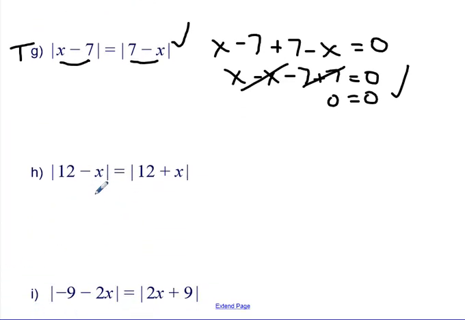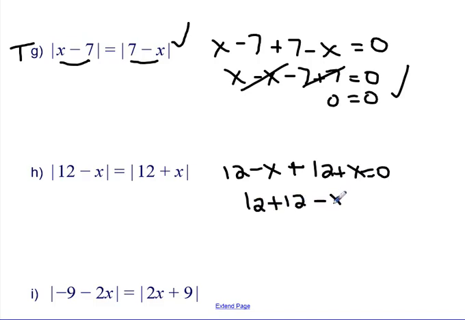Let's look at H. Now we have 12 minus x equals 12 plus x. Again, not as easy to see if they're opposites. So we need to test if 12 minus x plus 12 plus x is equal to 0. Well, 12 plus 12 minus x plus x equals 0? Negative x plus x equals 0, but 12 plus 12 is 24, and that does not equal 0. So these are not opposites, so the absolute values would not be equal. H is false.